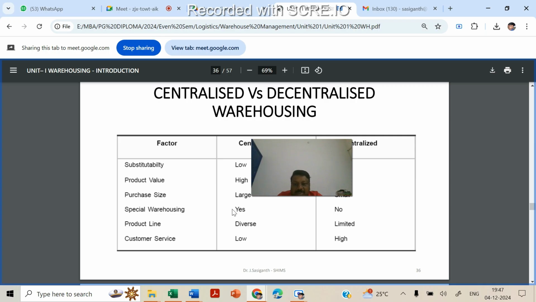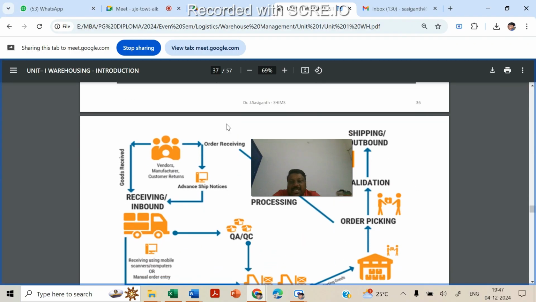Special warehousing: when it is centralized, it is yes, okay. You can go for special warehousing, and if it is decentralized, it is not advisable to go for special warehousing. Similarly, you go for purchase size. If it is centralized, you can go for large. If it's decentralized, you can go for small. Okay. So this is the difference between centralized and decentralized.